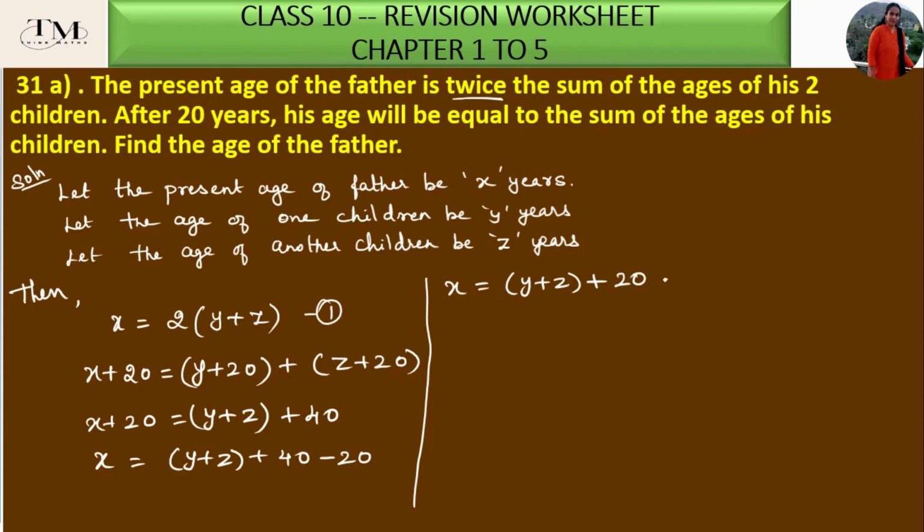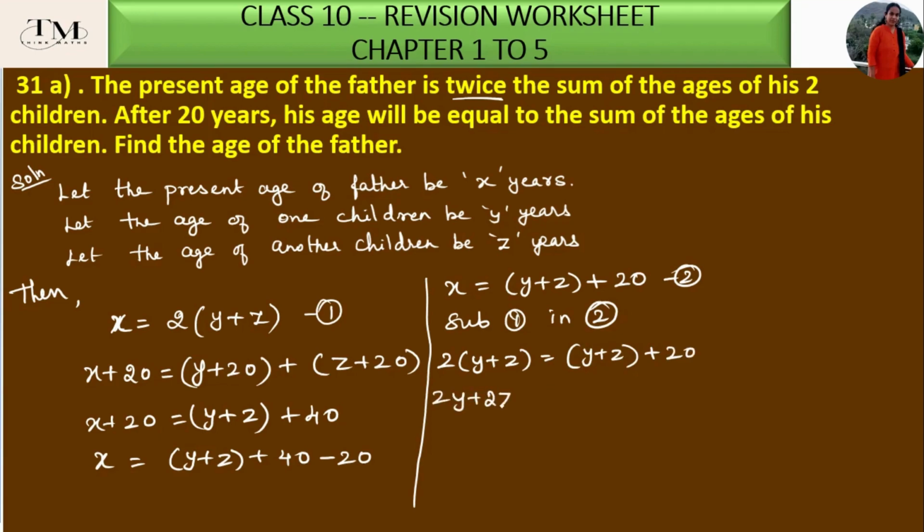Now I am going to substitute the first equation in the second. Instead of x we can write 2(y + z). So substitute 1 in 2: 2(y + z) = y + z + 20. So it is 2y + 2z. The plus y becomes minus y and the plus z becomes minus z, equal to 20. 2y − y is y, 2z − z is z. So y + z is 20. So we got y + z = 20.